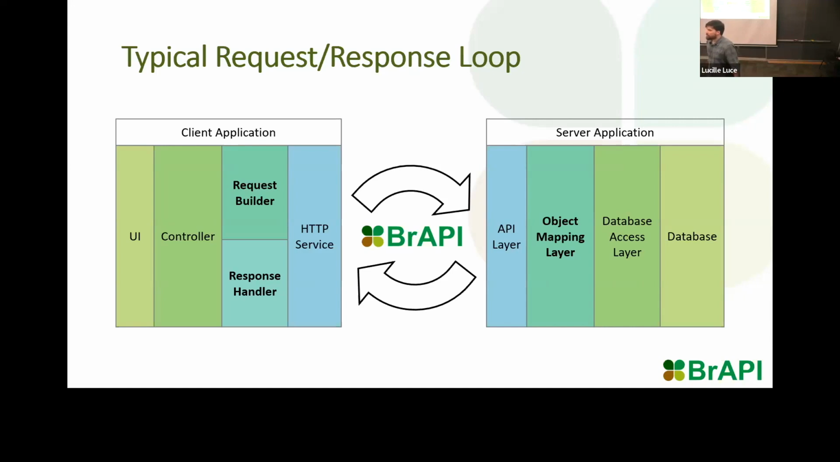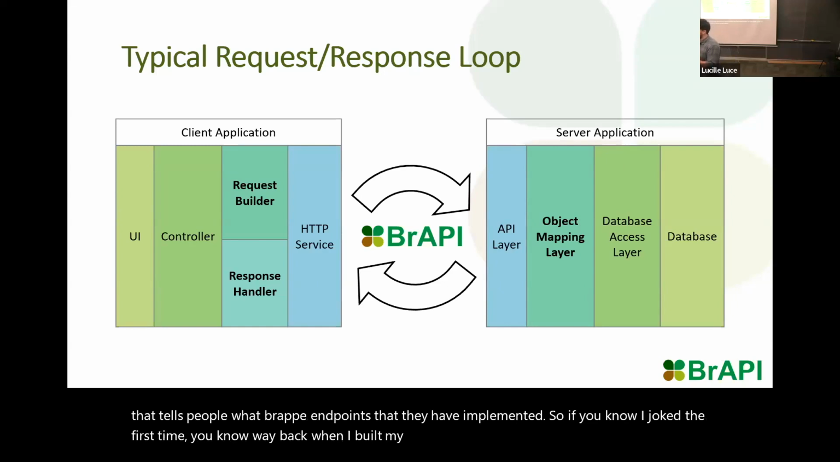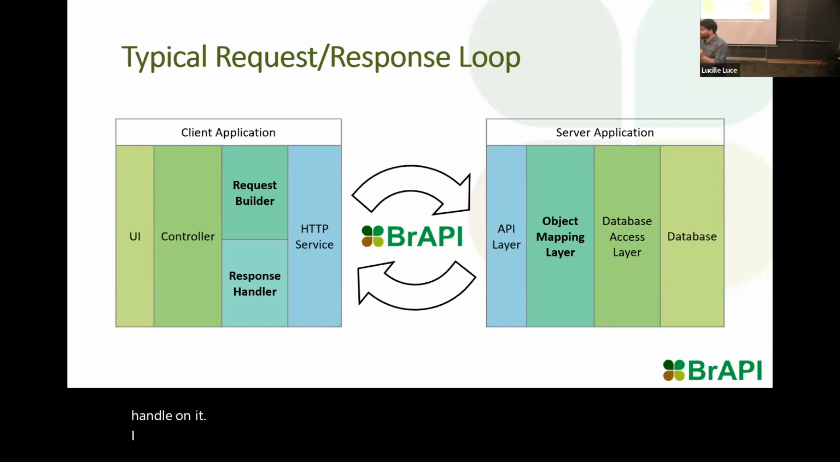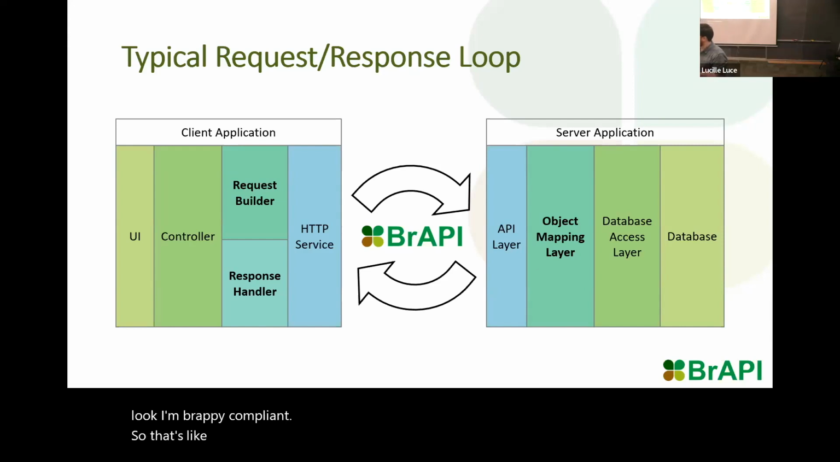So there is one endpoint that I ask everyone implement, and that's called server info. And basically that tells people what BrAPI endpoints they have implemented. I joked, the first time, way back when I built my first test BrAPI server to just get a handle on it, I made a single server info endpoint and said, I don't serve any other BrAPI endpoints, and said, look, I'm BrAPI compliant. So that's like the bare minimum.